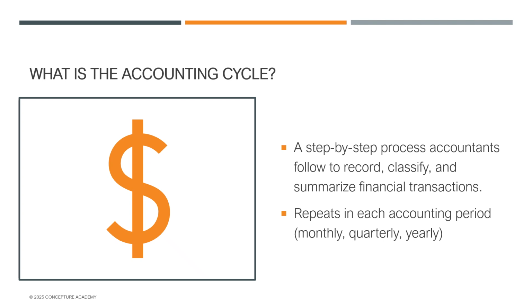So let's start with what is the accounting cycle. Actually, it is the complete process used to identify, record and summarize a business's financial activities during a specific period. And the cycle ensures that a business maintains accurate records, follows accounting rules, and prepares reliable financial reports for decision making.